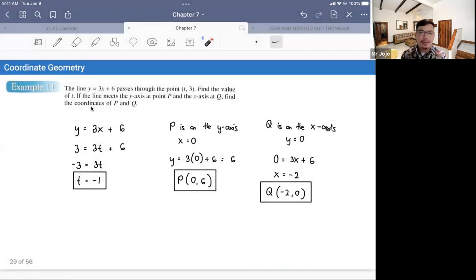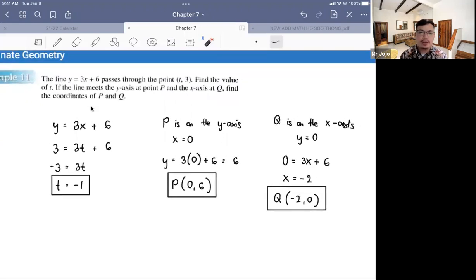Okay, now let me have example number 11. In this question, again, it involves the equation of the line. However, you're looking here for the coordinates of 2 points. Let me read the question. The line y is equal to 3x plus 6 passes through the point (t, 3). Find the value of t.